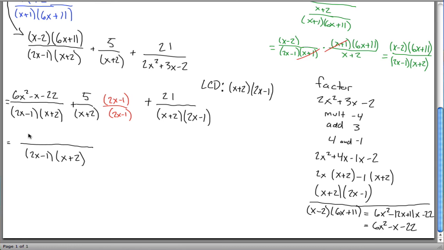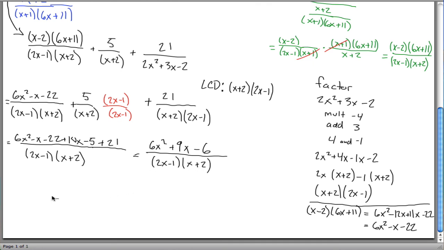And what do I end up with up top? Let's see, I got 6x squared minus x minus 22 plus 5 times 2x is 10x. 5 times negative 1 is negative 5. And then I have this 21 at the end. And if you combine like terms, you got a 6x squared. Let's see, I got minus 1x plus 10x. That gives me plus 9x. Got minus 22 minus 5 is minus 27. Plus 21 would be minus 6. Divided by 2x minus 1, x plus 2.